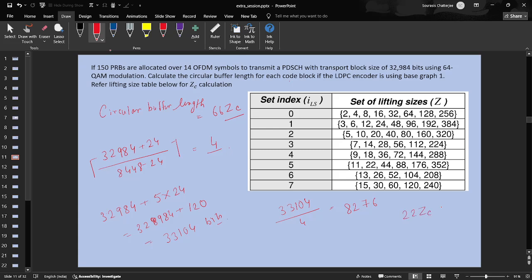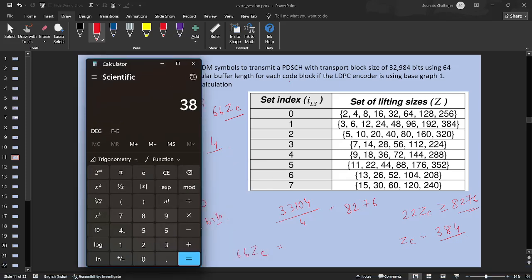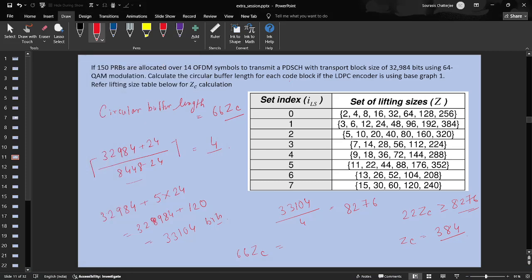So 22 ZC again needs to be greater than 8276. You can see this number is actually very close to 8448, so there cannot be anything in between, so my ZC is going to be 384. 384 in this case. And the circular buffer length, 384 into 66, is 25344.